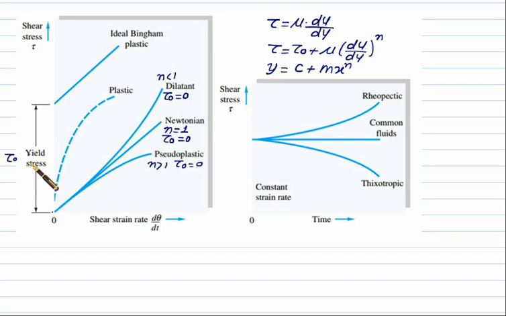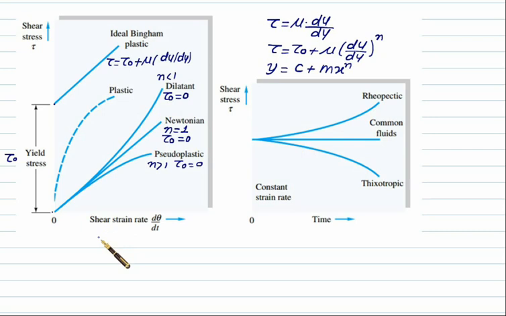Once we have overcome the tau 0, then we have a linear behavior. So for this one, the equation is tau equal to tau 0 plus mu times du by dy, with the power being 1, because we have a linear distribution shift.